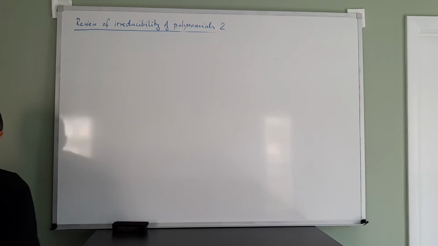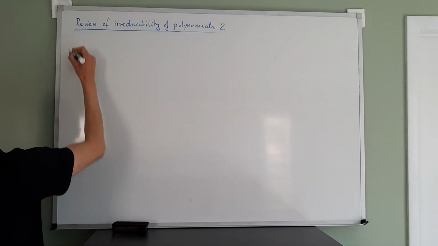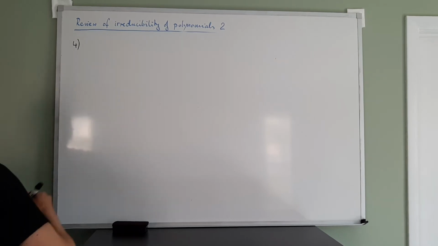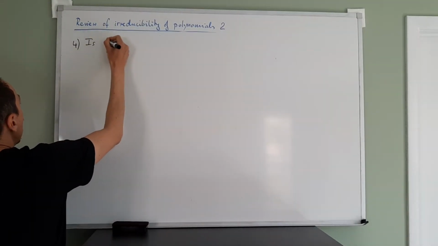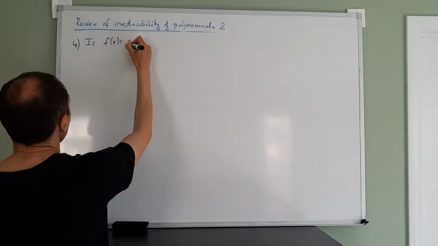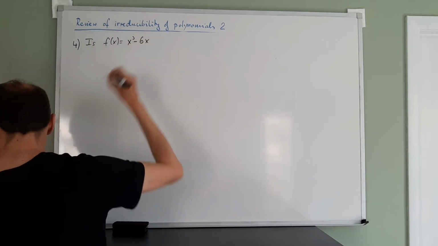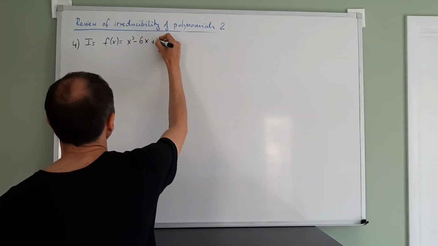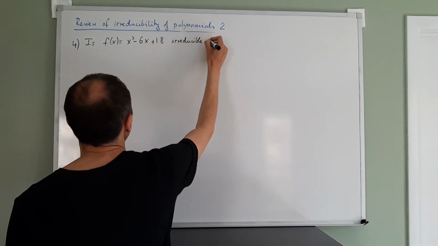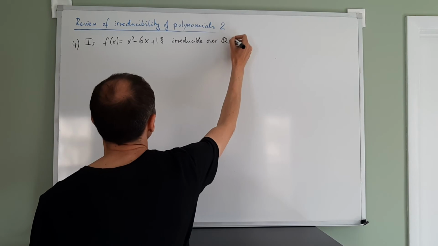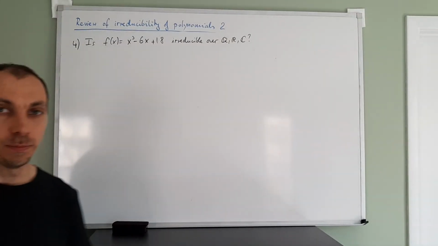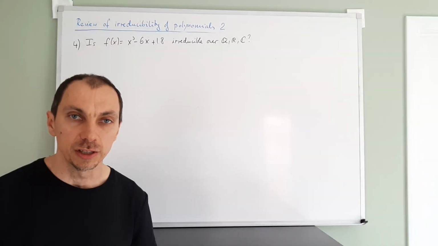Example 4 is the following polynomial, but a slightly different question. So, is f of x, which is x cubed minus 6x plus 18, irreducible over Q or C? Okay, you can again pause the video and try to answer this question.